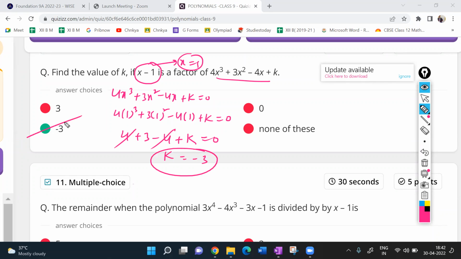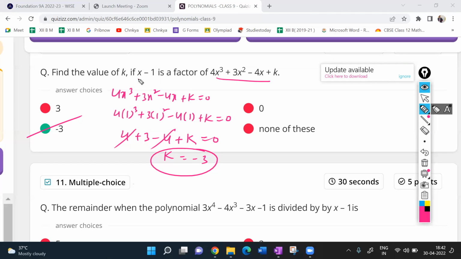Option C is correct. Understood, beta? Sir, I did not understand, sir. Okay, where didn't you understand? I also didn't understand, sir. Look at this here. Sir, where did you get x is equal to 1, when it is given x minus 1? Wait, I'll explain. It's like x minus 1 is equal to 0 and then transpose.